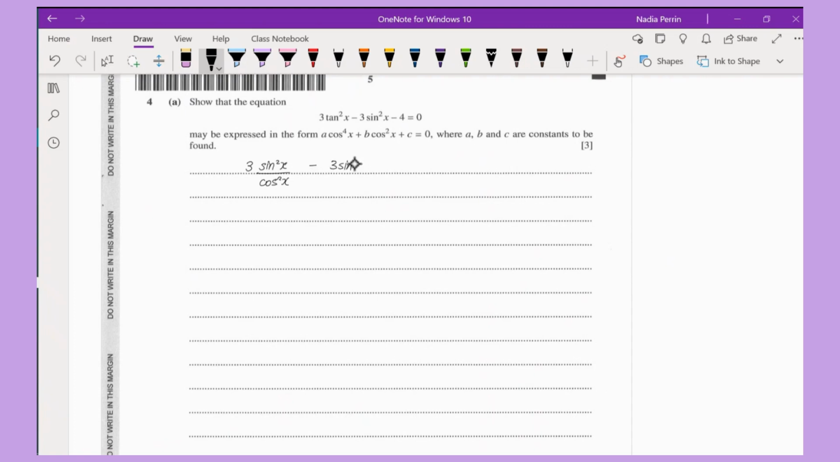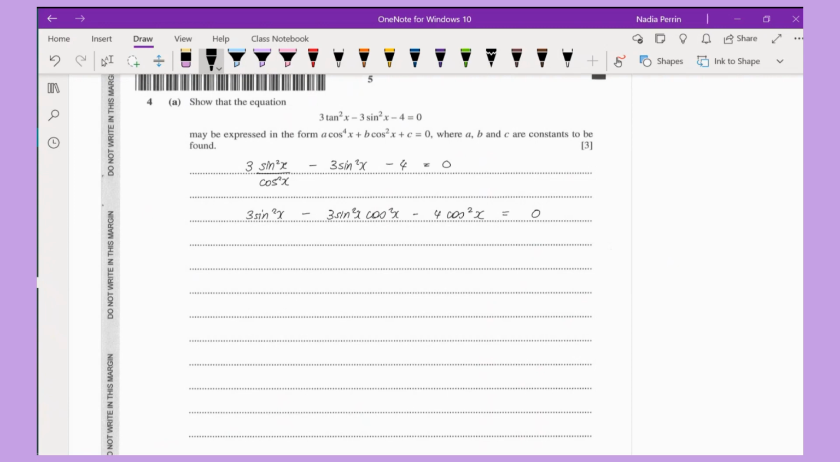And once I've done that, I would multiply everything by cos squared just to get rid of that fraction because we don't really like fractions. So that gives us 3 sine squared x cos squared x. And then negative 4 cos squared x. And then, of course, when you times by 0, it's gone.